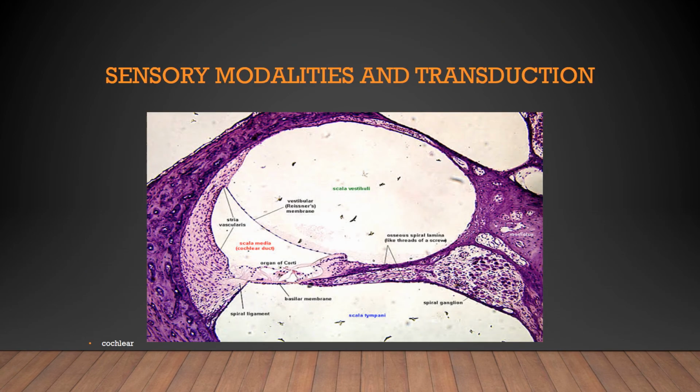This is a slide of the cochlea. It contains multiple cavities and membranes surrounded by bone. The sensory modalities are auditory and vestibular. During transduction of sound, there is stimulation of the eardrum by sound waves, producing a vibration, which is then amplified by the ear ossicles and transmitted into the cochlea through the oval window. These vibrations activate the hair cells in the cochlea, producing an action potential, which is then transmitted to the spiral ganglion.